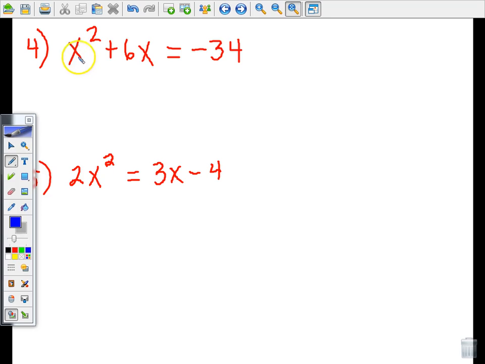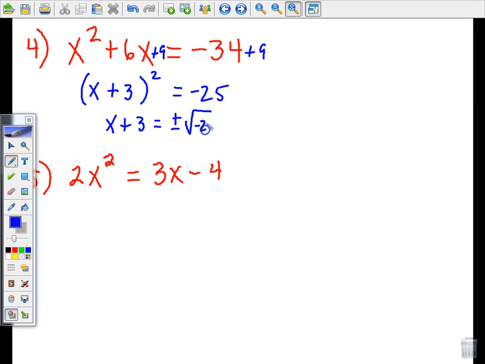Okay, let's try number 4. This is pretty much already set up. The constant's on the right side of the equation, so I'm going to make my quantity squared. x plus 6 divided by 2 is 3. 3 squared is 9, so I'm adding 9 to both sides. Gives me negative 25. Square root of both sides of the equation.